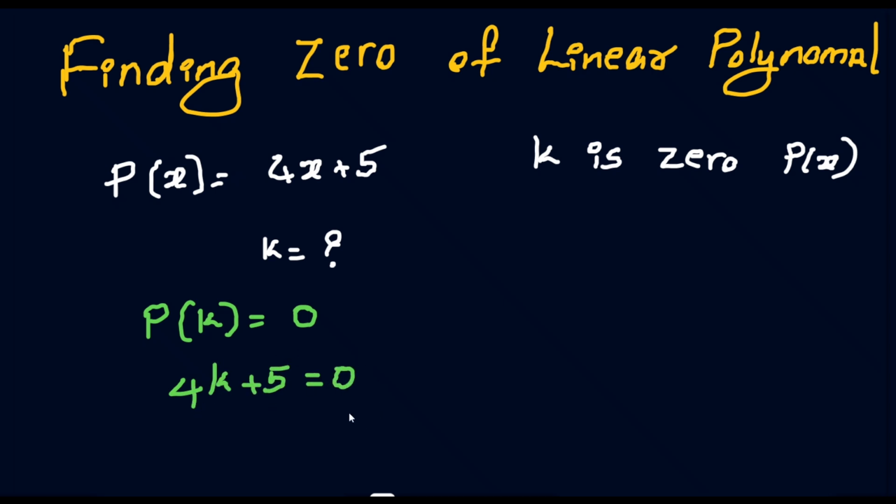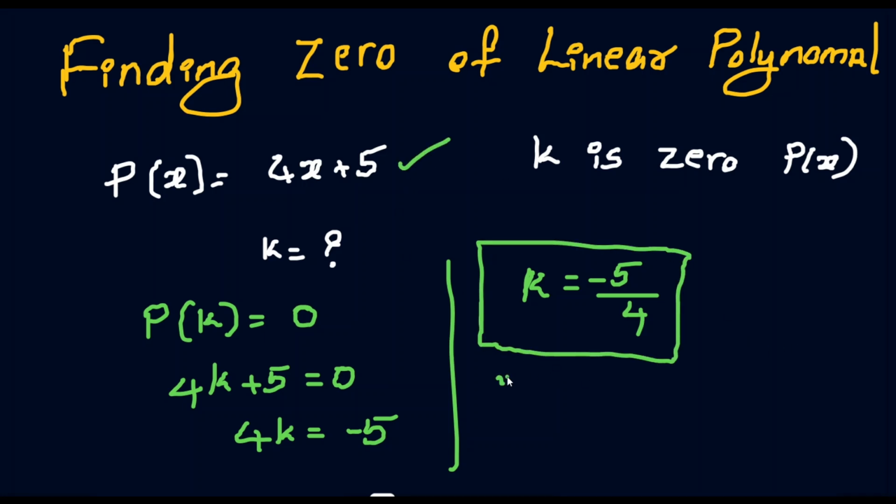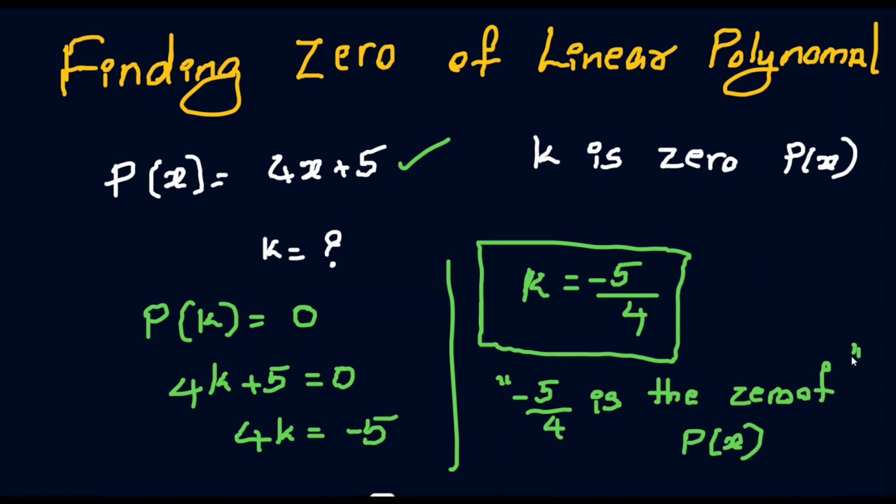Then bring this 5 to the RHS. Here it is positive 5, so if we bring it to the other side, it will be negative 5. So 4k is equal to minus 5. Here 4 is in multiplication with k, so if I bring it to the other side, it will become a division. So I can write k is equal to minus 5 by 4. So this is how I find the 0 of this polynomial. So minus 5 by 4 is the 0 of p of x, right?